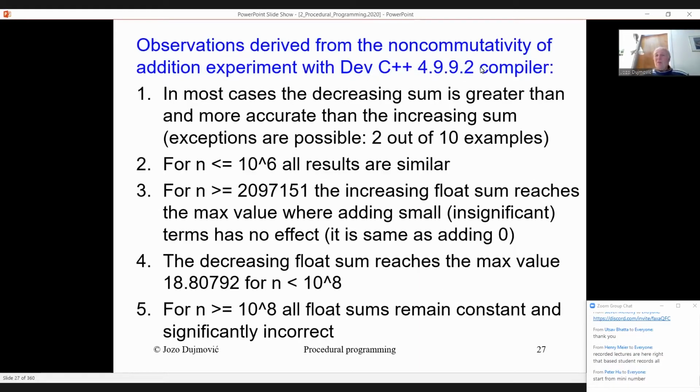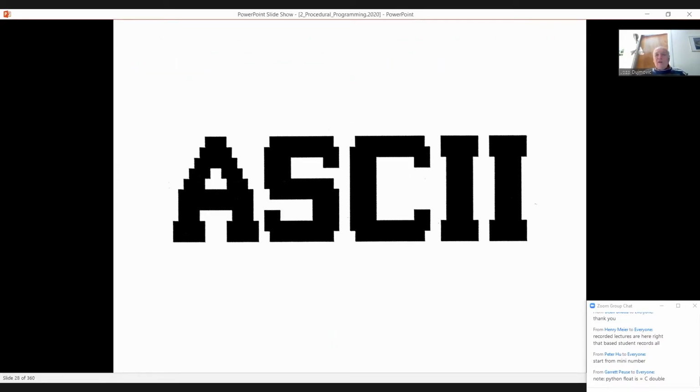So that's the problem. The observation from this experiment is that in most cases, the decreasing sum is greater and more accurate than the increasing sum. If n is small for this harmonic series, like less than 1 million, all results are similar. But if you go towards bigger values, if n is greater than 10 to the 8, float sums remain constant and significantly incorrect. Okay, so this is the way it should be. But if we know this, we are prepared for it, and then we try to compensate for that in a variety of ways.